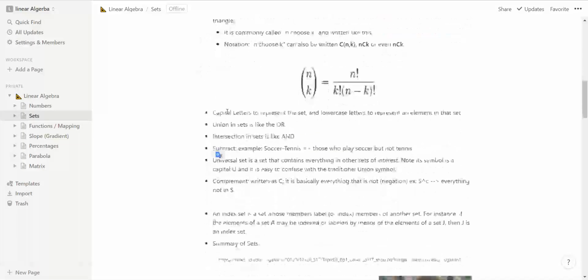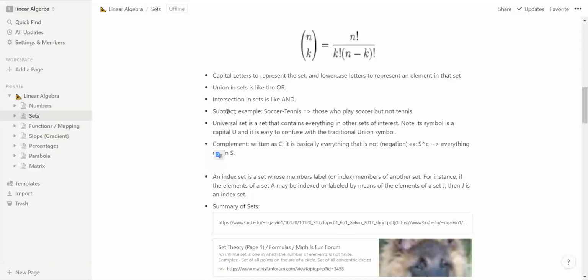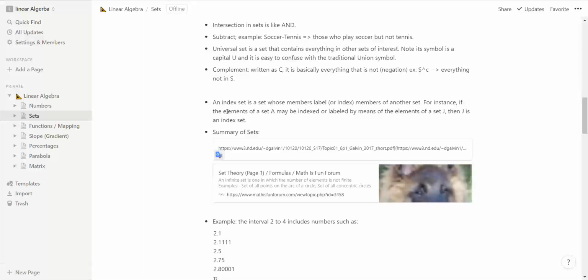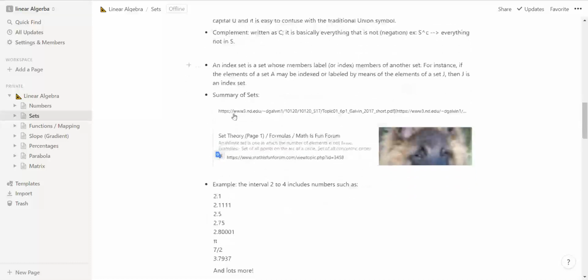Complement: everything that's not in the set. Okay, an index set is a set whose members label the members of another set. For instance, if the elements of set A are indexed or labeled by means of elements of set J, then J is an index set.